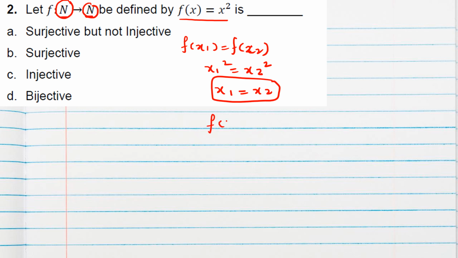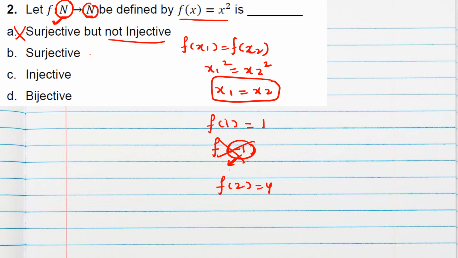So here f of 1 will be 1. f of minus 1 won't be there, and minus 1 we can't count because minus 1 does not belong to this domain N. So this element won't come. f of 2 will be 4. That means each element will have a unique image in N, the codomain or range. So we can say it is injective. Here it is written not injective, so these options won't come. B, C, and D we will check here.